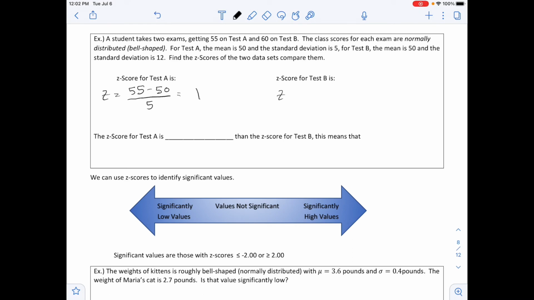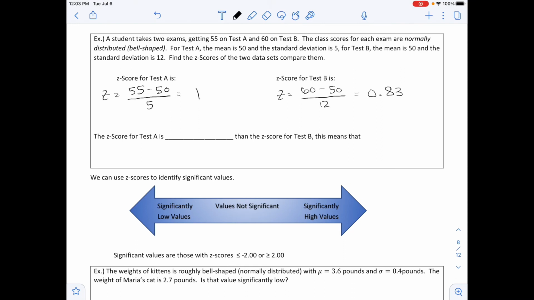Z-score for test B. The score on test B was a 60. Subtract our mean, which is also 50, and then divide by our standard deviation, which is 12 for this one. So we have 10 divided by 12, which works out to 0.83. On both exams, the student scored above the mean, since these are positive z-values.